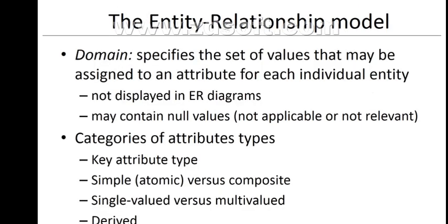A domain specifies the set of values that may be assigned to an attribute for each individual entity. A domain gender can be specified as having only two values, male and female. Likewise, a date domain allows to define dates as day, followed by month, followed by year. By convention, domains are not displayed in an ER diagram.